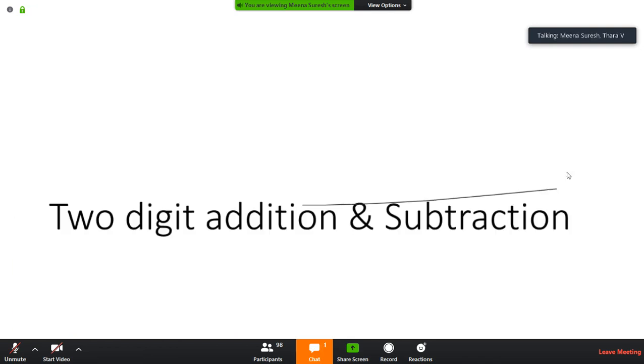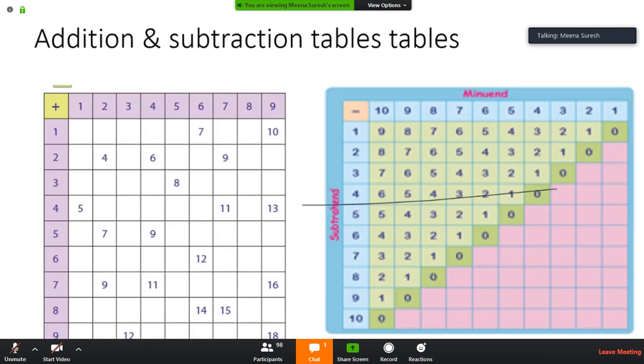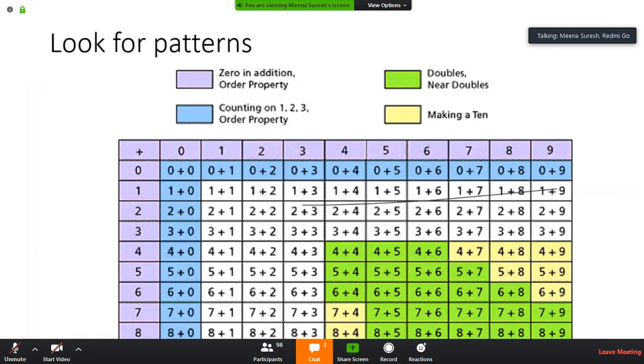After this, you move on to two-digit addition. Oh, sorry. Before you move to two-digit addition and subtraction, you have to revise the addition and subtraction tables. They should be able to fill up all of this. The point of doing it before two-digit is not only as a revision, I want them to look for patterns.